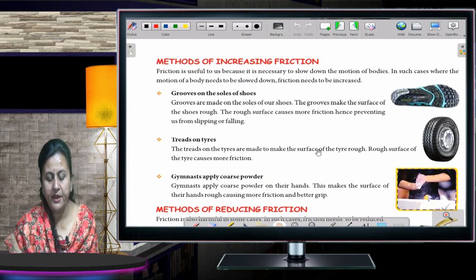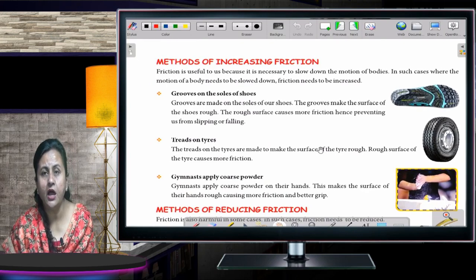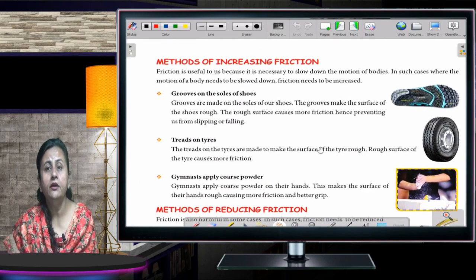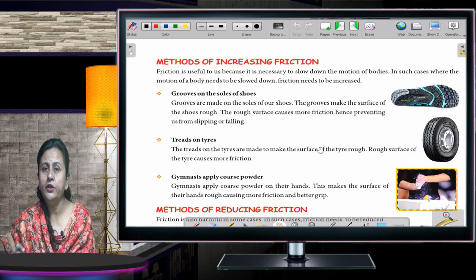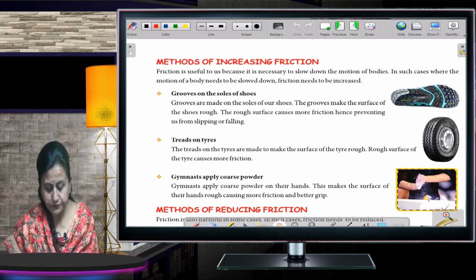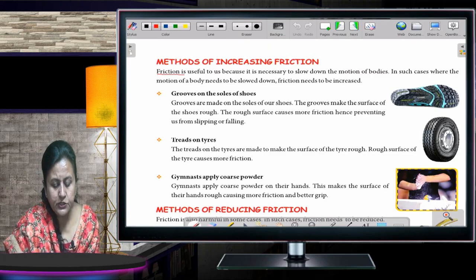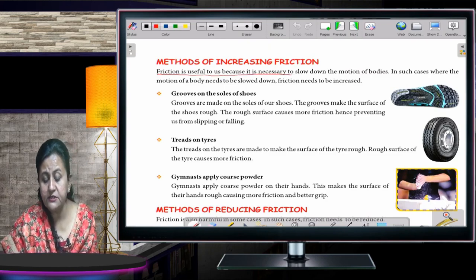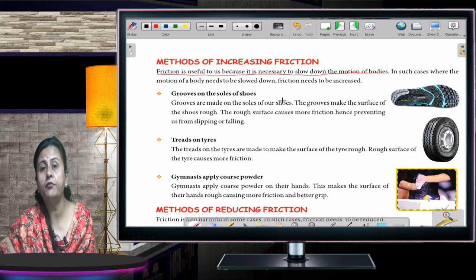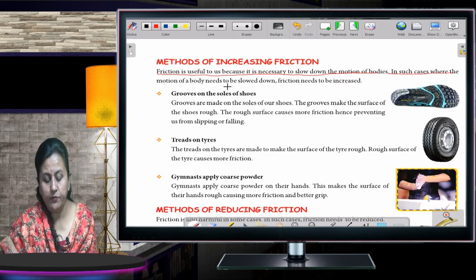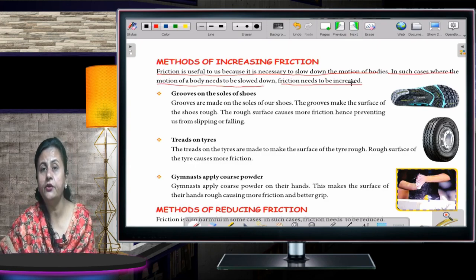Okay, methods of increasing friction. What methods can you take to increase friction? First, see, friction is useful to us because it is necessary to slow down the motion of bodies. In such cases where the motion of a body needs to be slowed down, friction needs to be increased.